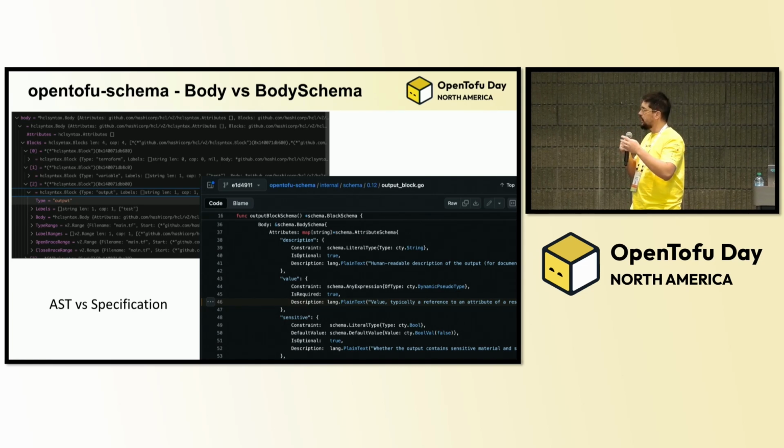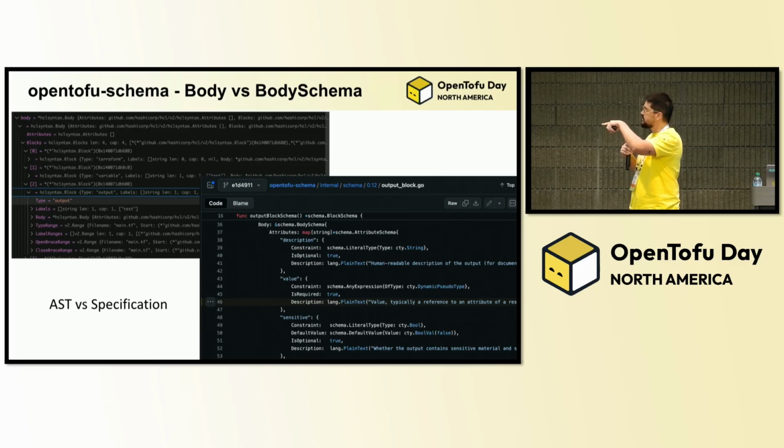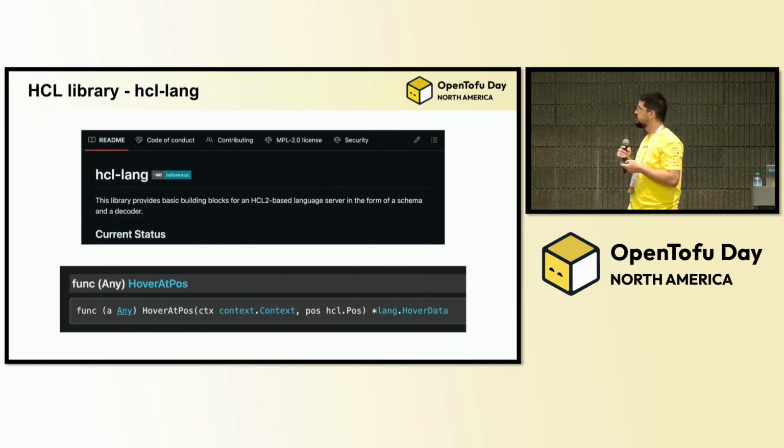So I can have a description, and this description is optional, so the client can know, okay, this attribute is not required, so I can omit it. I can have the type of the attribute and the description itself. So in this case, you can see the second attribute is value. There's some description of it, like value, typically a reference to an attribute. So this is what is returned to the client.